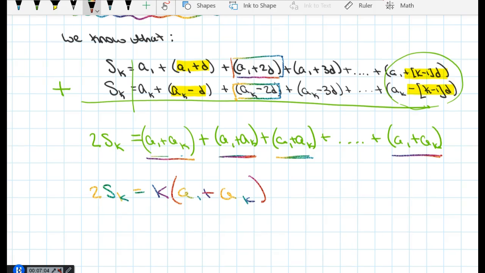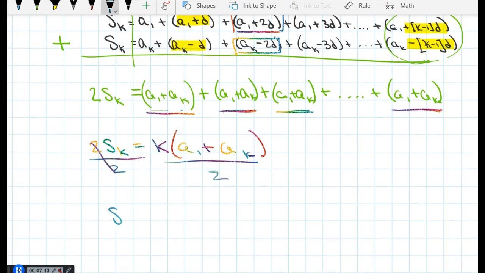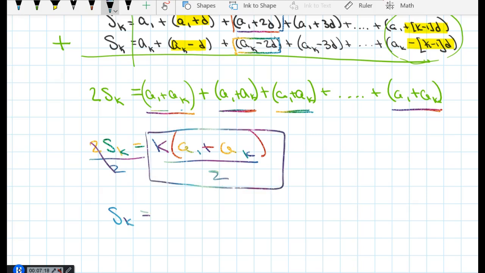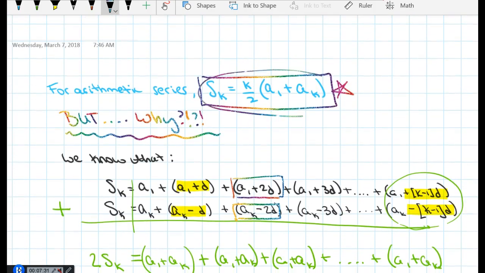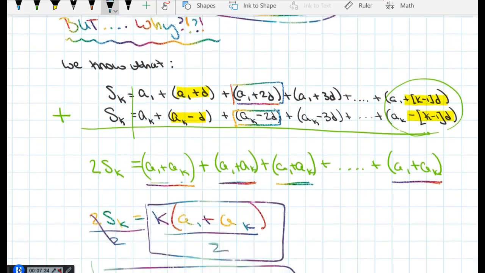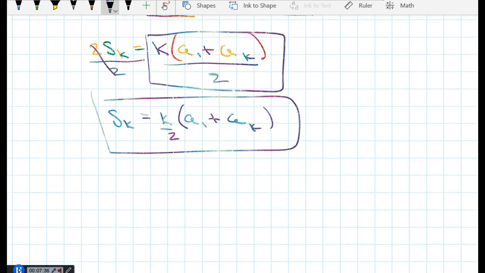I'm going to now look at both sides here and divide both sides by 2. Cancels. At the end of the day, s sub k equals this. This is nothing different than k divided by 2 times a sub 1 plus a sub k. And there you have it. This is the formula that I gave you in class, and I said, eat it. And only a few of you said, well, what's in it? That's where it comes from, okay?